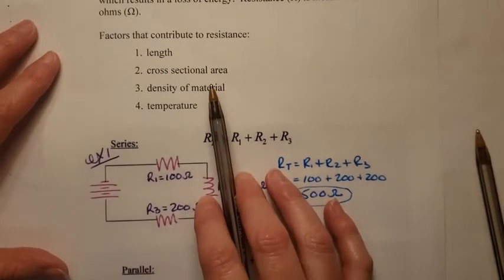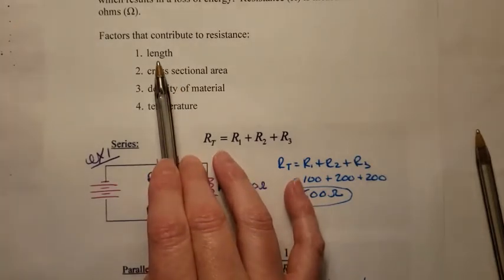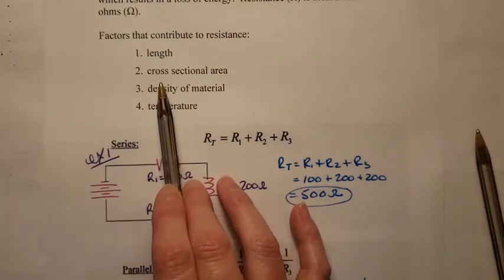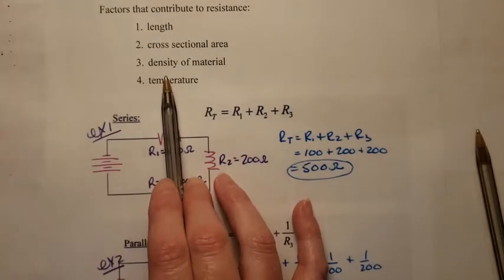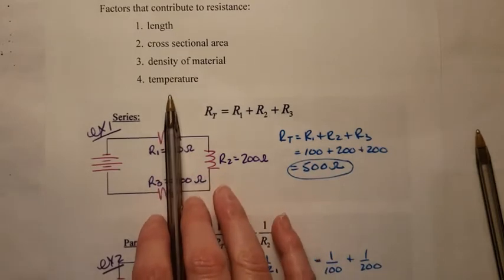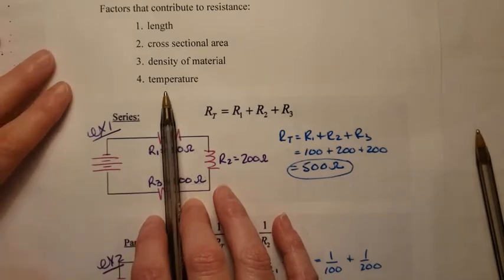So there's four things that affect resistance. Length, so how long the resistor is. The longer the resistor, the more resistance. How wide it is. So it's actually interesting, the wider it is, the less the resistance. The density of the material: with denser material, it's harder for the electrons to navigate through the small spaces in between, so it actually increases. And also the temperature. The warmer something is, the more resistance it has as well.